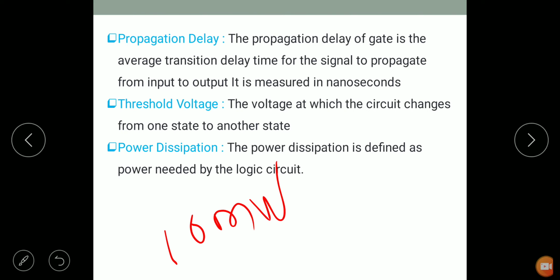So here we completed the first unit of the digital electronics and microcontroller application subject, that is logic gates and logic families.